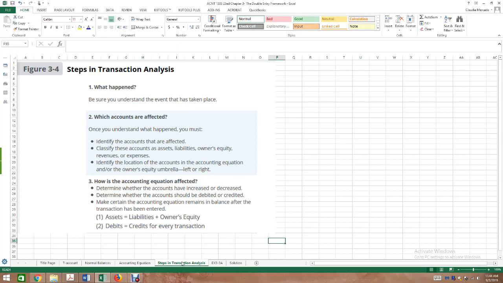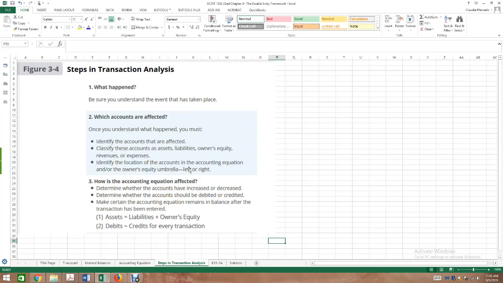Okay? So there's several steps when you're doing analysis of transactions. The first thing is we need to ask ourselves, what happened? You need to make sure that you understand the event that is taking place. Okay? Step number 2, you need to identify what accounts are being affected. After you understand what has happened, you need to identify the accounts that are being affected. You have to classify these accounts as either an asset, a liability, or an owner's equity, revenue, or expense.